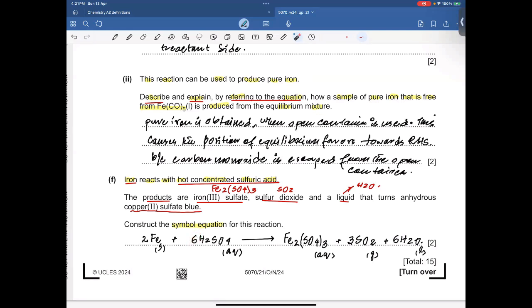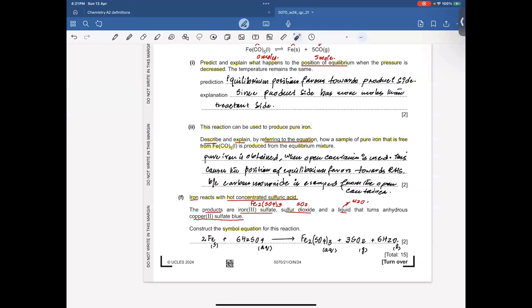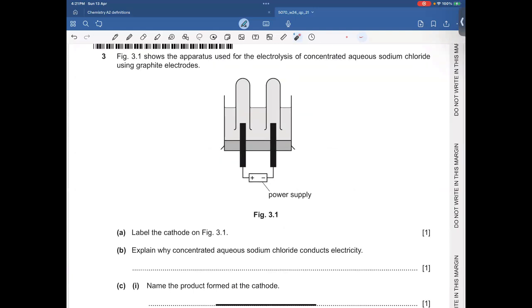Okay, that's the end of this question. Let's move on to the next one. The next question is related to electrolysis straight away. Figure 3.1 shows the apparatus used for the electrolysis of concentrated aqueous sodium chloride. Now, aqueous sodium chloride has sodium ions, chloride ions, hydrogen ions, and hydroxide ions.